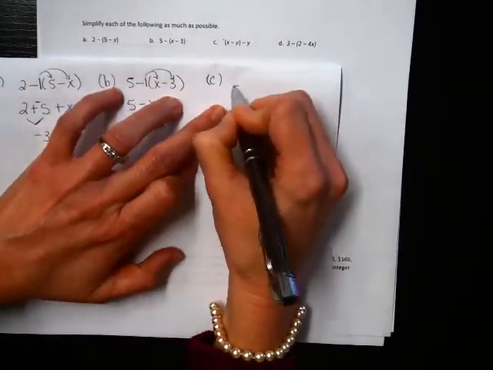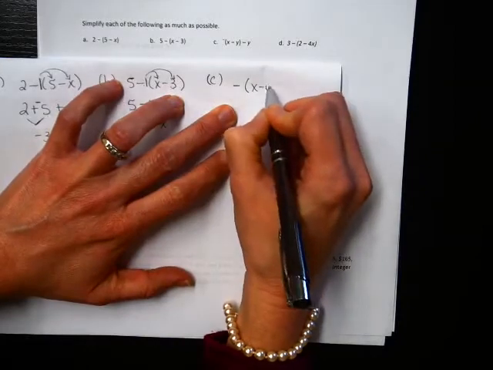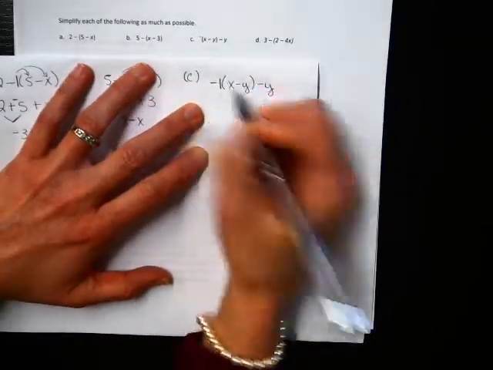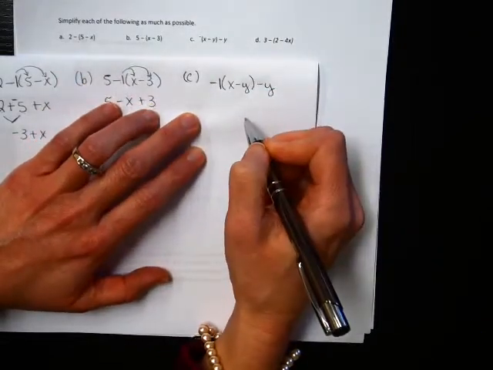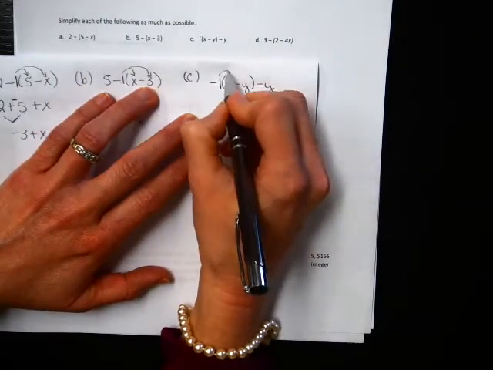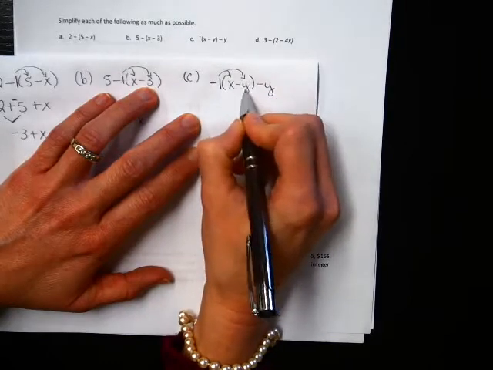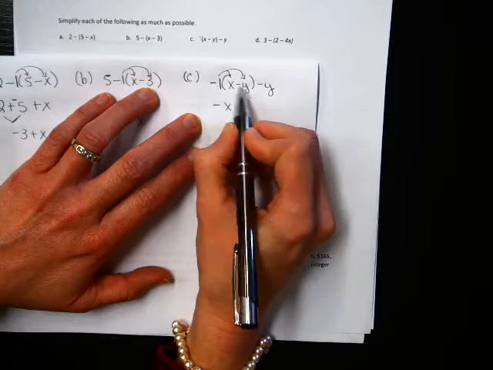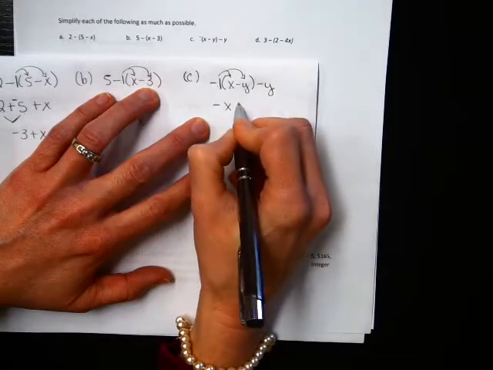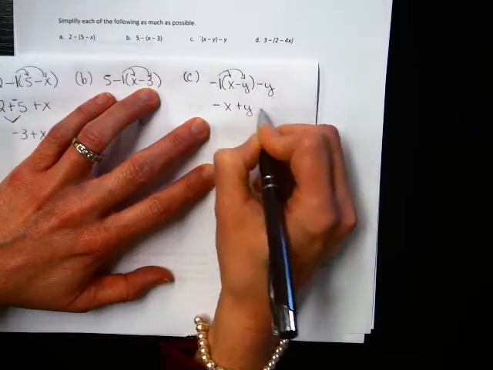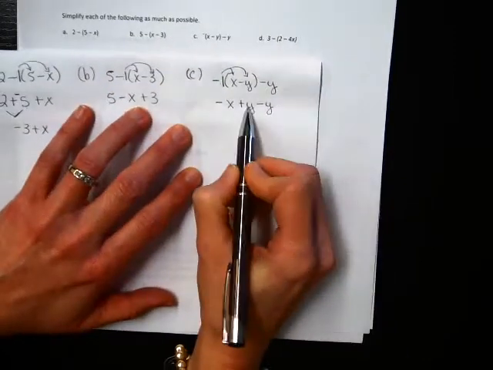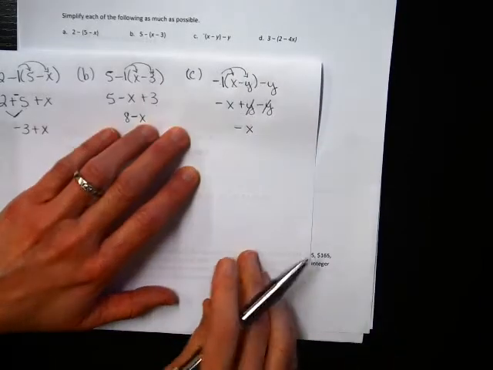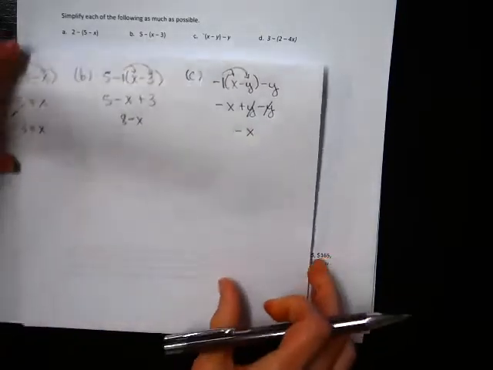Okay, moving on to C. I have negative times parentheses x minus y, minus y. And so again, this is understood to be a negative 1 in front of this parentheses. So I'm going to distribute this negative 1 times both of these terms. Negative 1 times x is negative x. Negative 1 times negative y makes that positive y, so plus y minus the y on the end. Well, y minus y is 0, and so I'm just left with negative x here as my final answer.